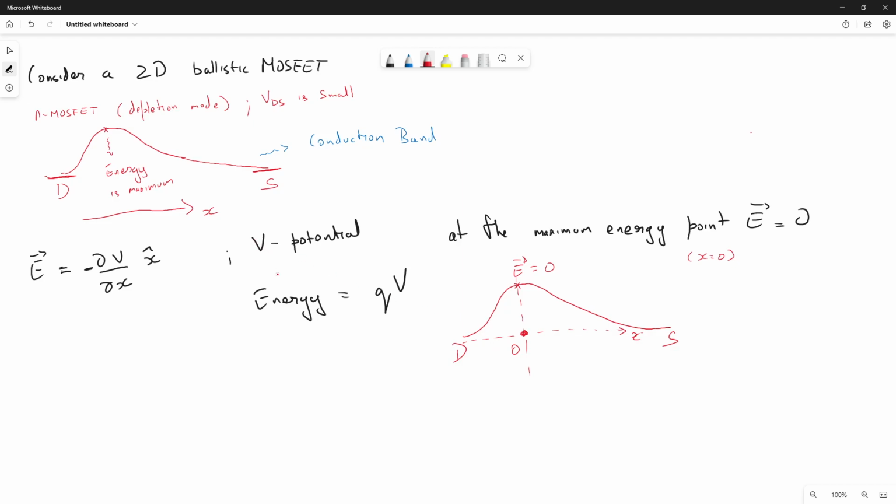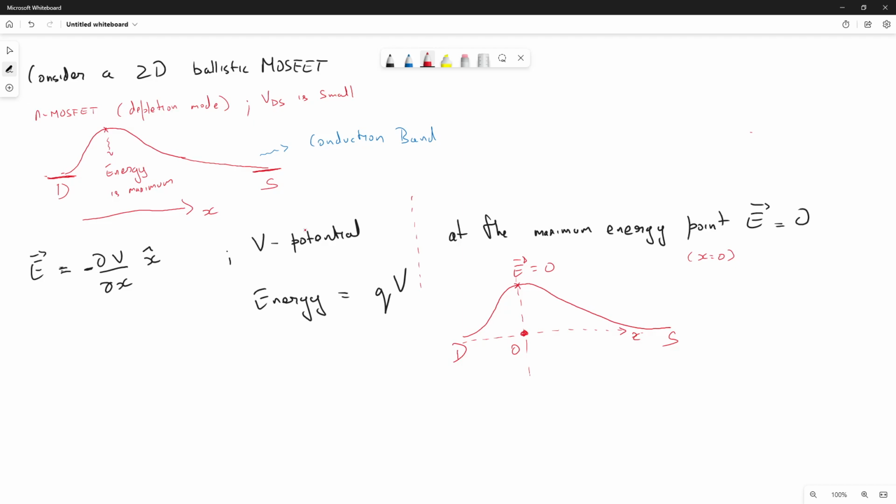Like potential was related to energy. What is the electric field related to? A charge. I mean, I'm talking about a dynamic quantity. Like charge, yes, of course, the electric field is determined by the total charge. I understand what you said.